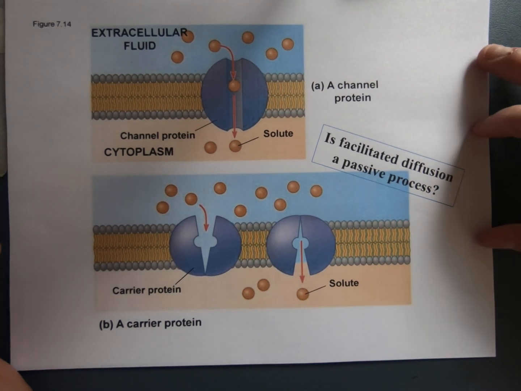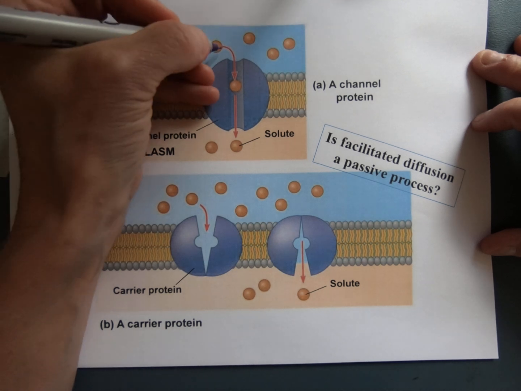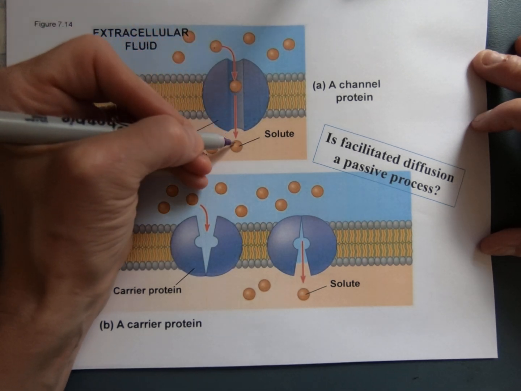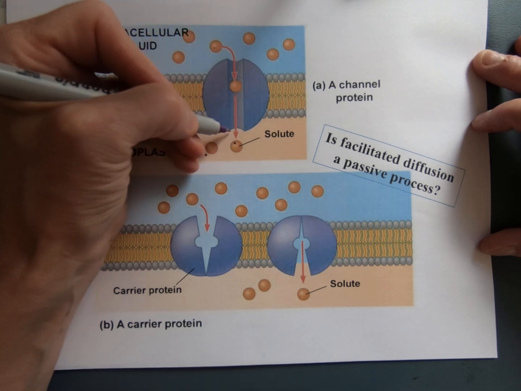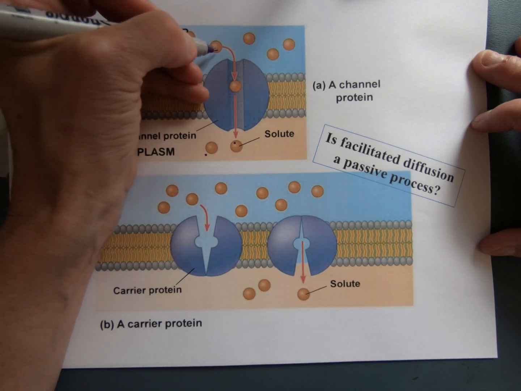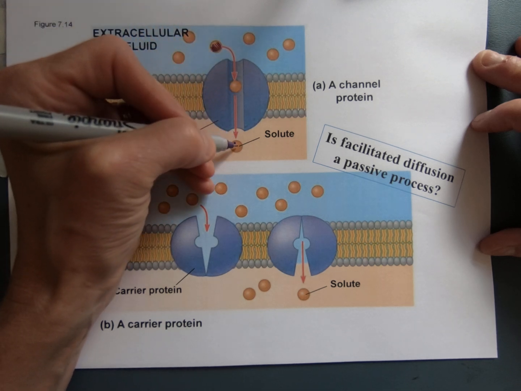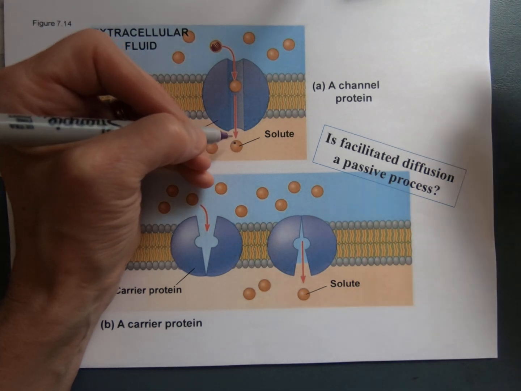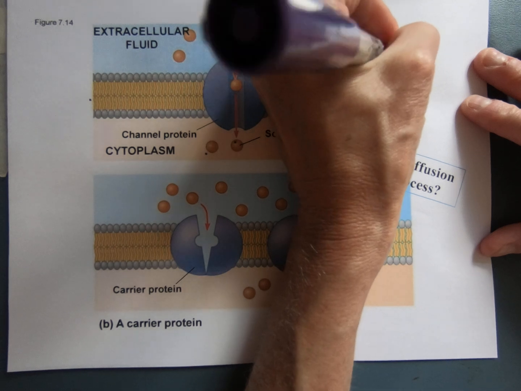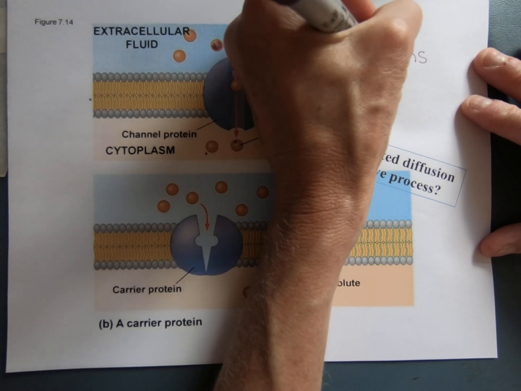So a channel protein is shown on the top diagram. In a channel protein, the molecules here are moving from high to low concentration through the channel protein. The channel protein is a transporter that doesn't change shape. It allows maybe one or maybe two specific molecules to pass through. It doesn't allow just anything to pass through, but it doesn't change shape. A good example of that would be aquaporins. This is just an example, okay?